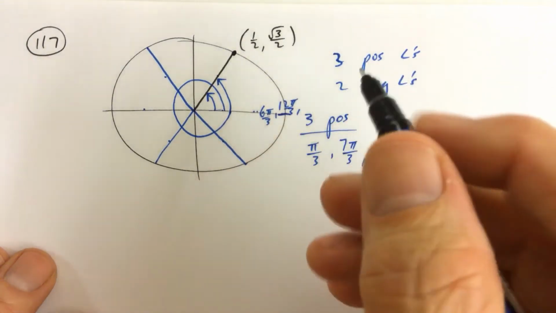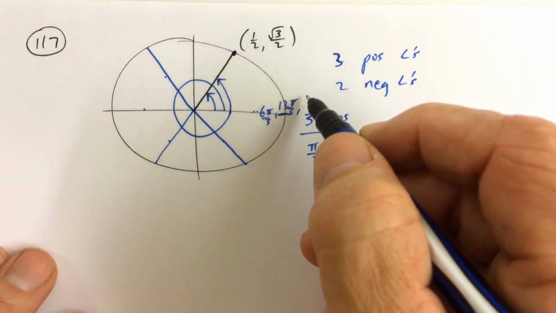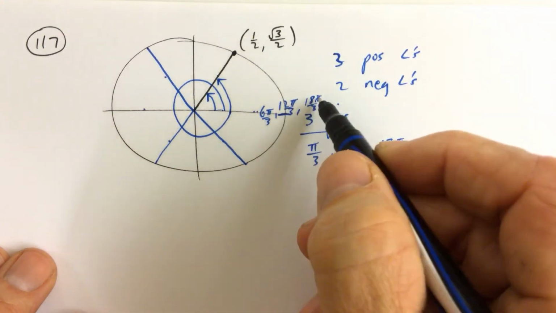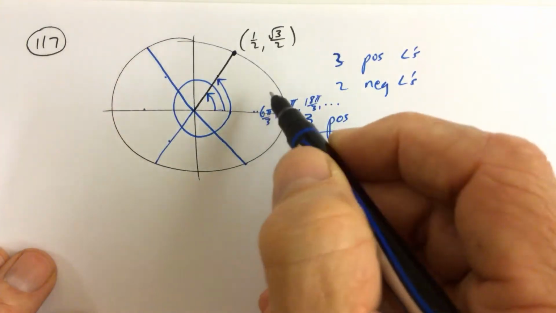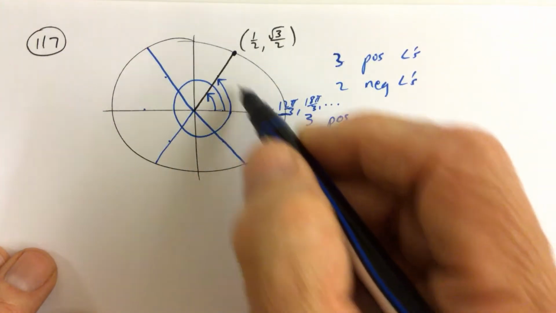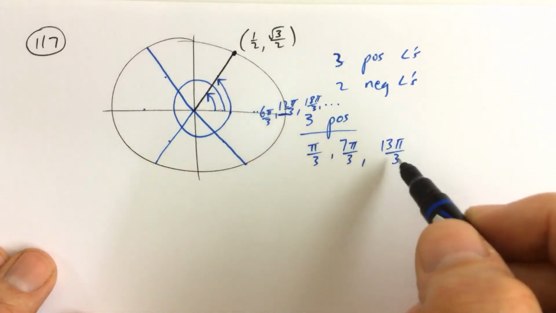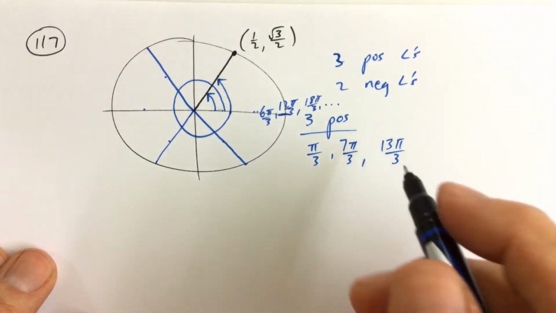So this is a streamlined way to do this. 12 pi over 3, 18 pi over 3, and so on. You just keep adding 6. You don't have to keep counting by ones. You can count by 6 pi over 3, and you go one more for 7. Then you go 12 pi over 3, and one more for 13 pi over 3. So that would be another way to do that.